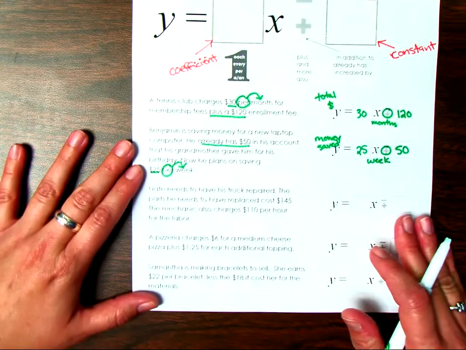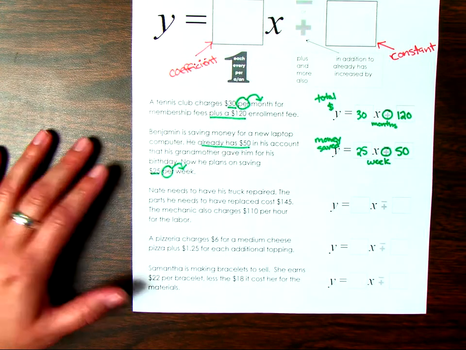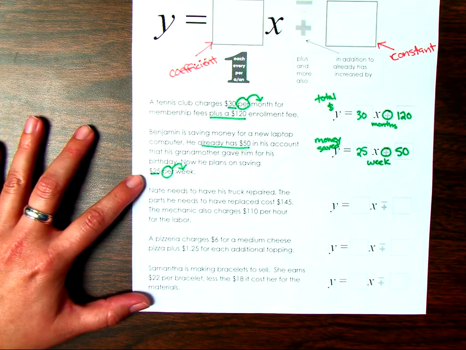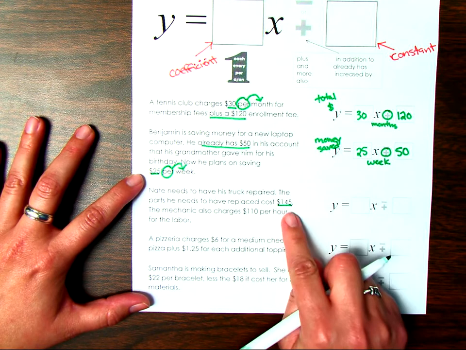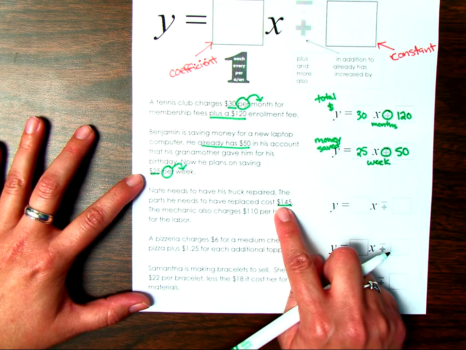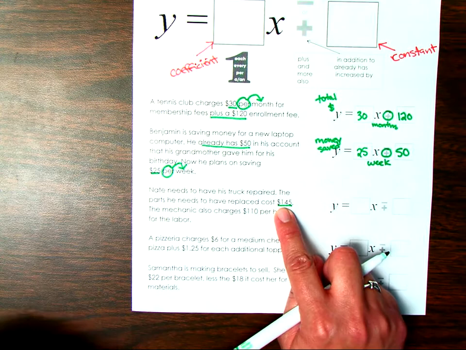All right, let's do 3 more. Nate needs to have his truck repaired. The parts he needs to have replaced cost $145. So right there, I don't see each, every, per, a, and. So I have a prediction that that 145 is going to be just the constant.